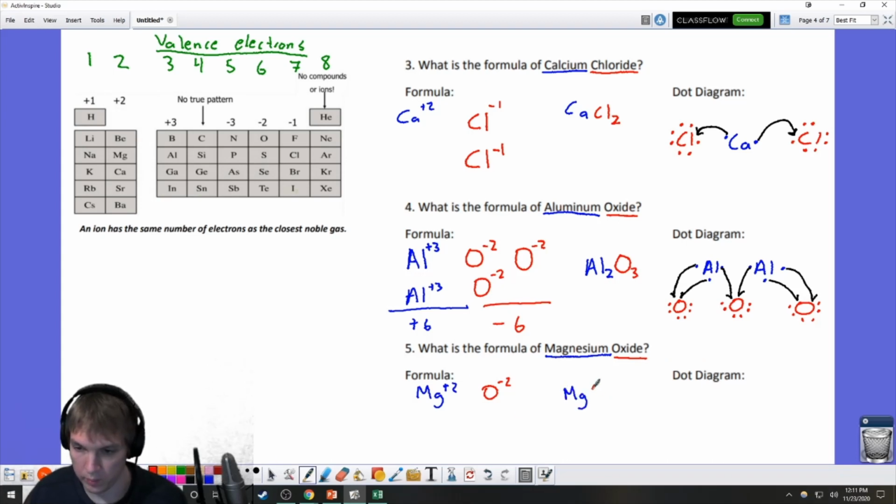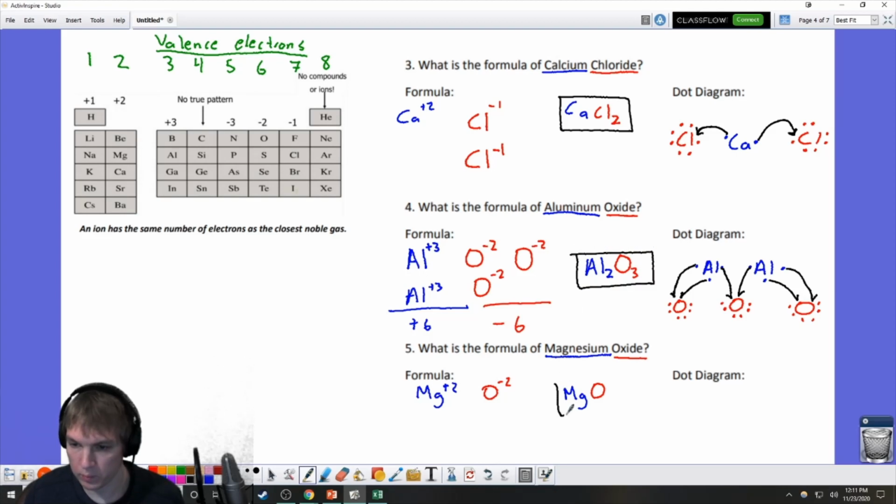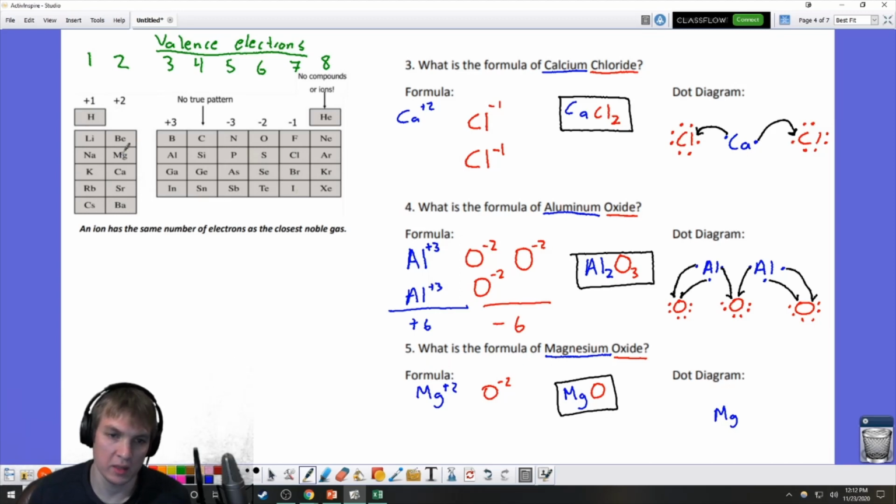All right, so that's the final formula for that. I'm actually going to put a box around all of these so that we know what the answers are. Okay, and then for the dot diagram, we want to use the amount of valence electrons. So magnesium has 2 valence electrons, so I'm going to go ahead and draw those out. 1, 2.